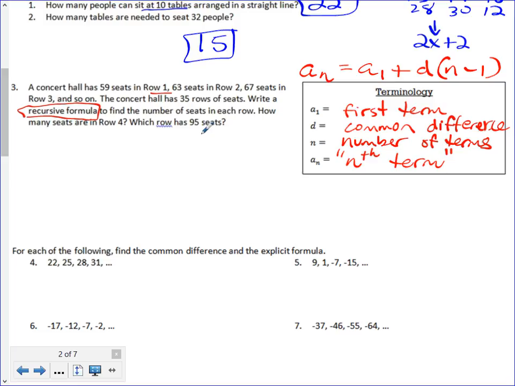Question number 1 was, write a formula. Okay, so let's go ahead and write a formula. We know it's going to start with a sub n. That's where we would plug in the number of seats that we have. Okay? And that's going to be equal to, what does this mean? The first term. What's the first term in this problem? 59. Yes, that's correct. It's 59 seats in the first row. So the first term is 59.